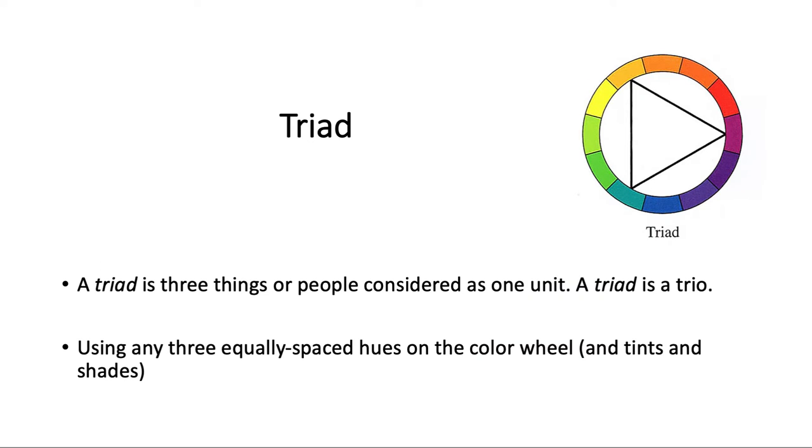The triadic or triad. Using any three equally spaced hues on the color wheel, and also your black and whites. This is an interesting one. People usually think of this as the complementary one because you can imagine if you turn this, you can get the blue, red, yellow. But it could be any three colors that are equally spaced, not opposite.